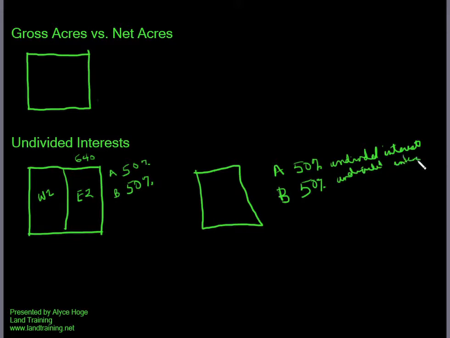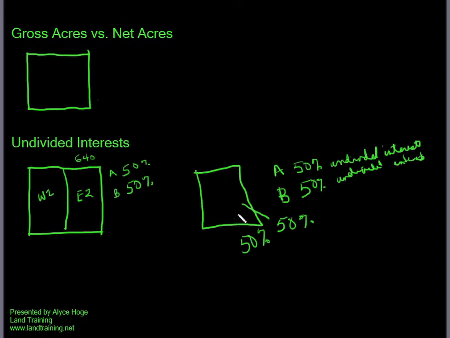So what that means is neither A nor B owns a specific part of this property, but they each own 50% of the whole. In other words, they own a 50% interest in every atom in this piece of property. So A owns 50%, B owns the other 50%. They each own an undivided 50% interest, meaning it's not in any certain part of the section or of the property.